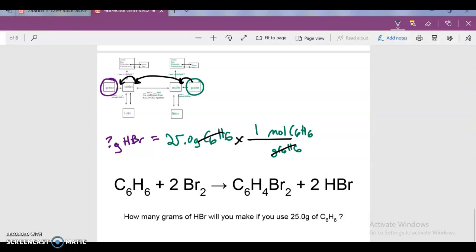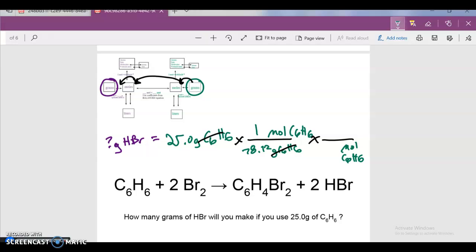1 mole of C6H6. The molar mass of C6H6 is 78.12. That's when I'm going to add up 6 C's and 6 H's and add them all together. Now I'm going to multiply it. I've got to get out of moles of C6H6, so I'm going to put that on the bottom. And I want to get into moles of my new substance, because right here I'm doing the second bridge. This is my step number 2. So I'm going to moles of HBr on top.